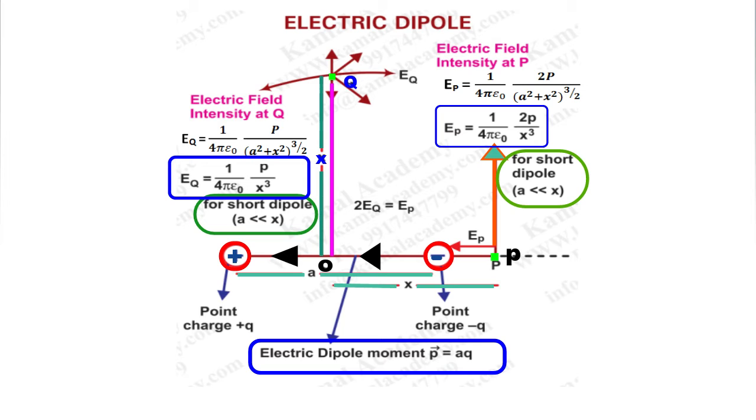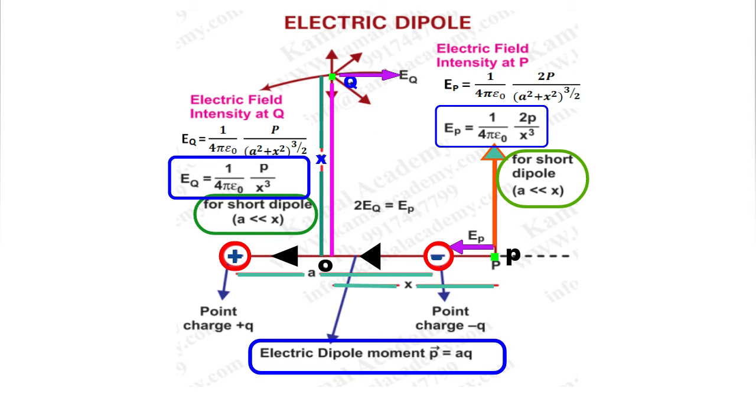The direction of electric field intensity at a point P on the axis of the dipole is in the direction of dipole moment p, that is from negative towards positive, whereas the direction of electric field intensity at point Q on the equatorial axis of the electric dipole is opposite to the dipole moment p, that is from positive towards negative.